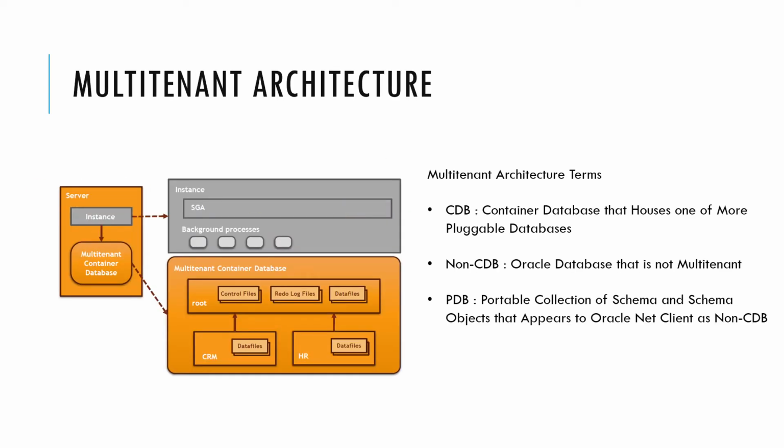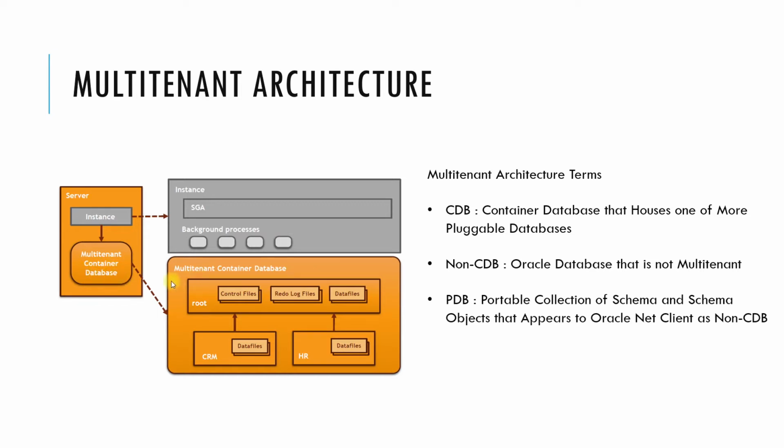At a high level, multi-tenant architecture is composed of an instance and a multi-tenant container database. The instance is the same; it has not changed. The instance has the SGA and background processes like database writer, log writer, pmon, smon. But the major change came in the multi-tenant container database.